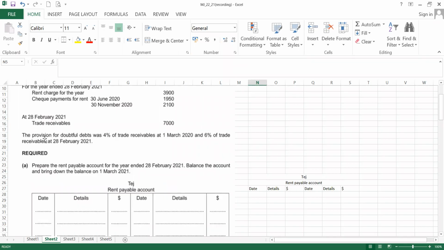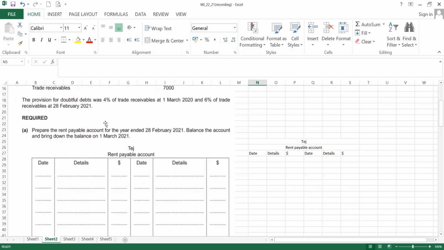Okay, in here, the provision for doubtful debt was 4% of trade receivable at 1st March 2020 and 6% of trade receivable on 28 February. Then they asked to prepare the rent payable account for the year ended. Okay, let's prepare the account.